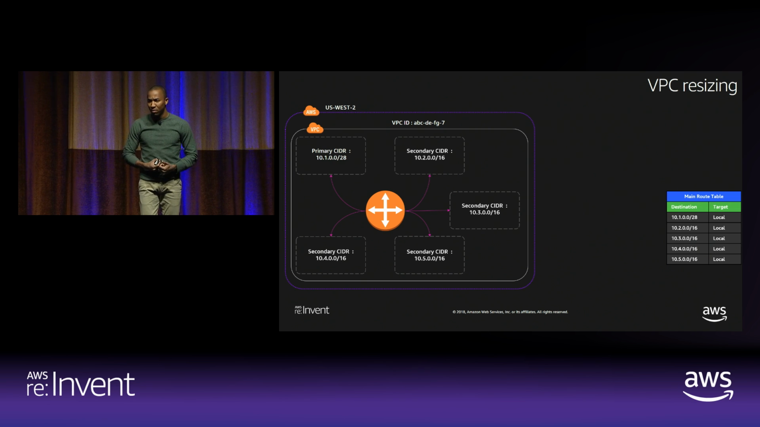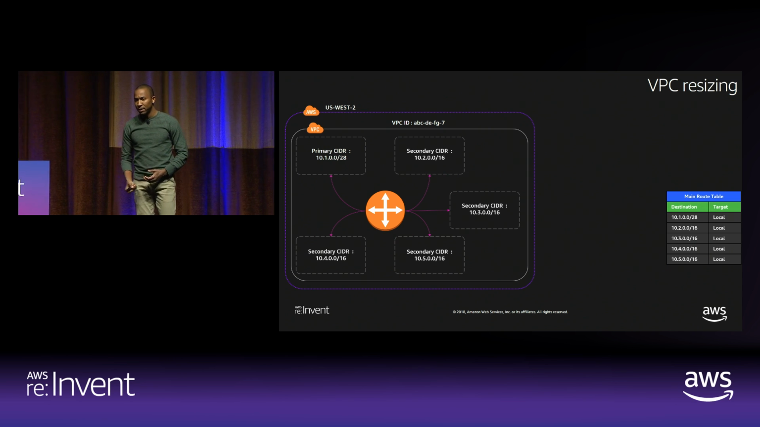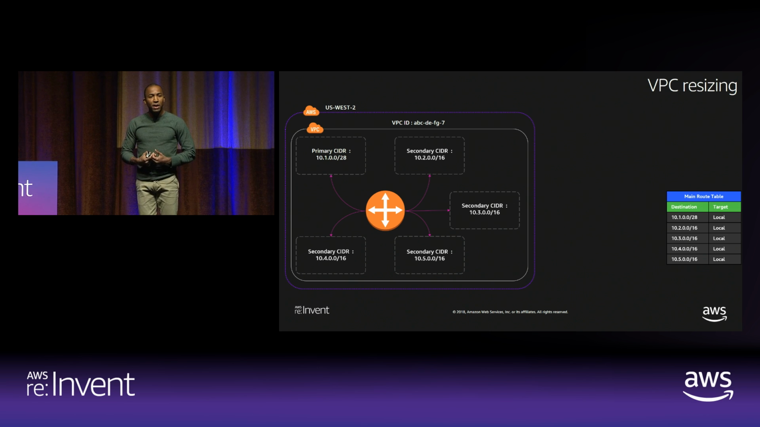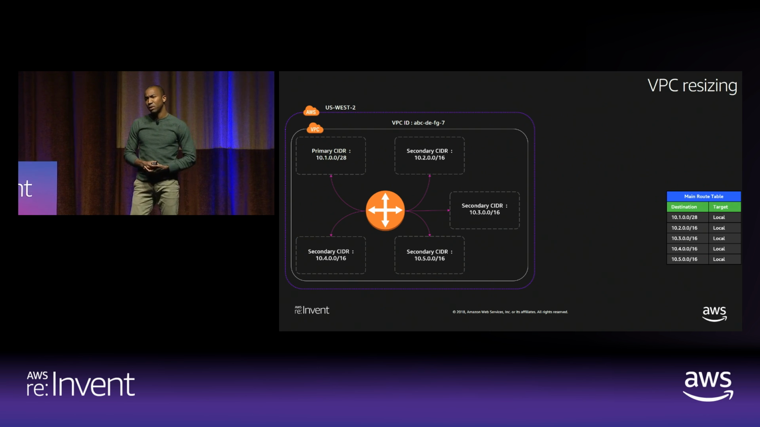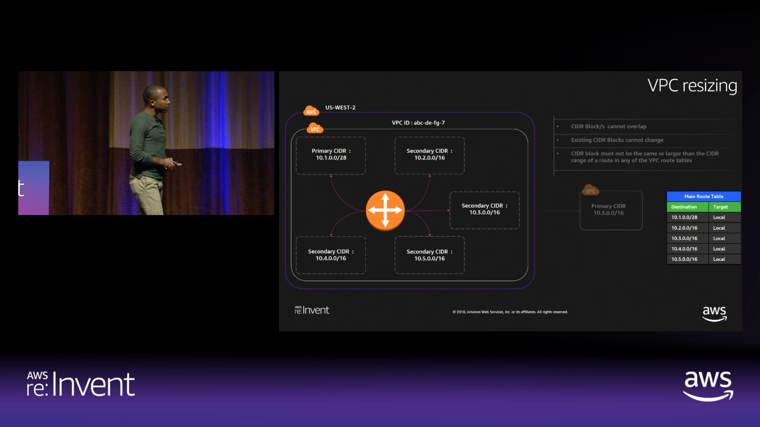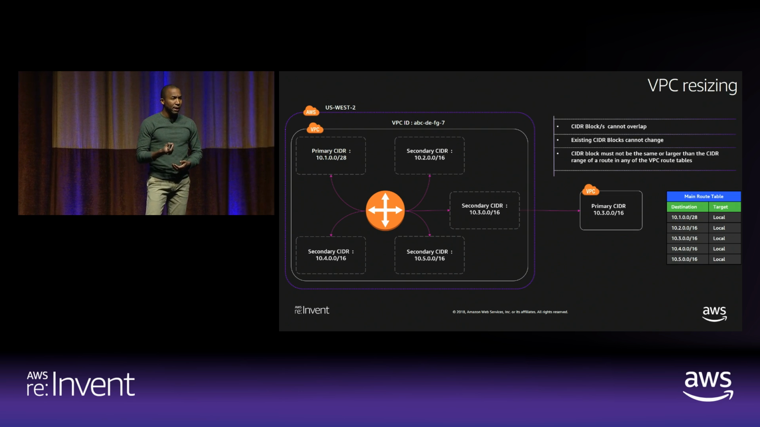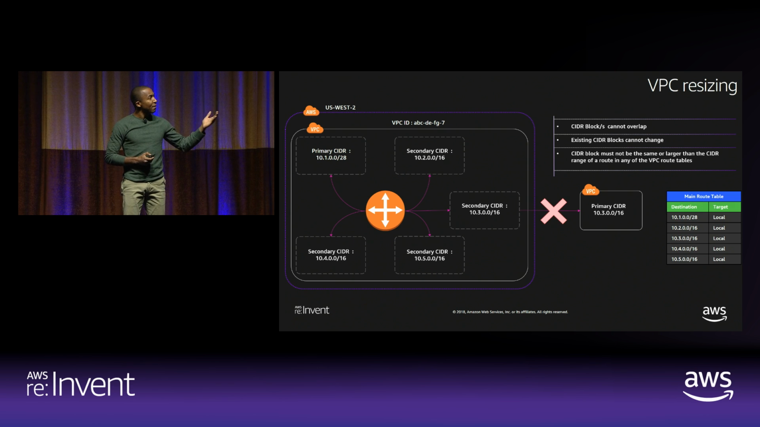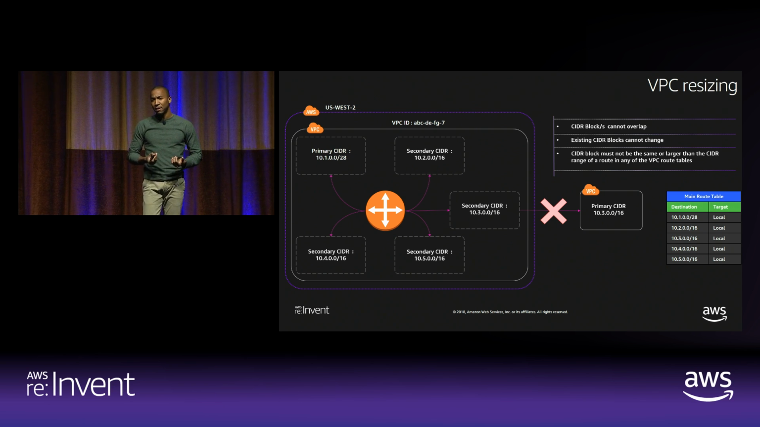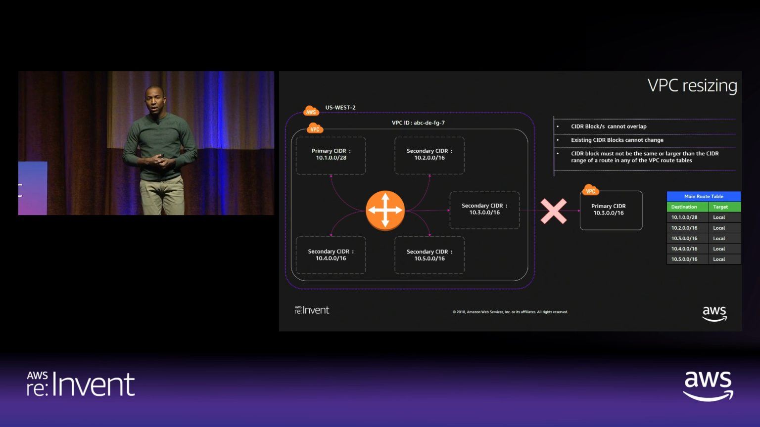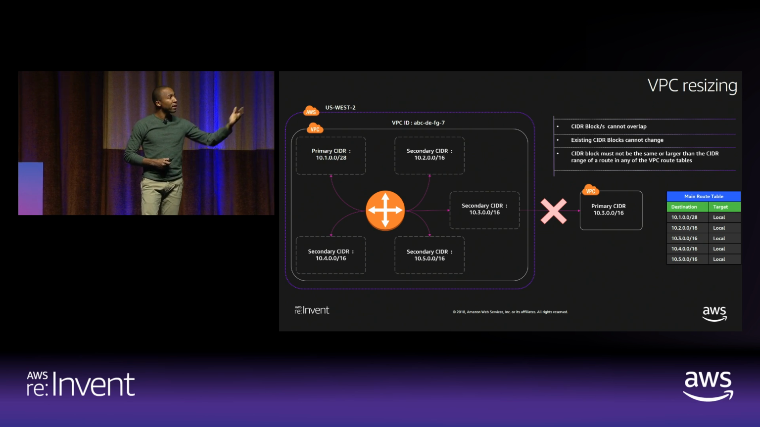To prevent that complexity, I recommend really thinking about your network space on-premises and within AWS. Another thing that can't happen is that if you have 10.1/16 as your primary CIDR block, then you can't associate a 172.16/12, nor a 192.168/16 IP space with your VPC.